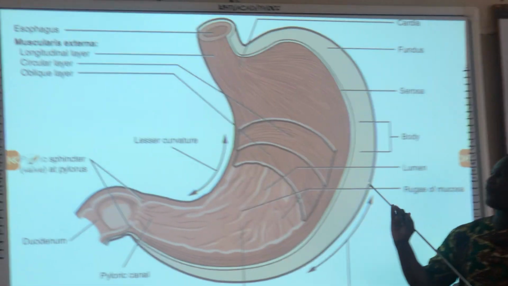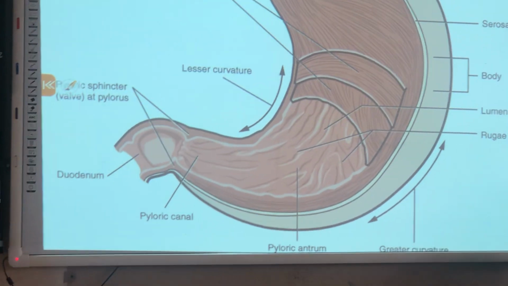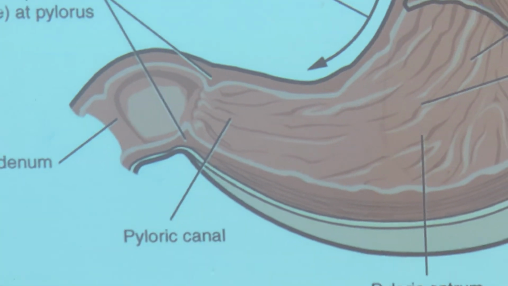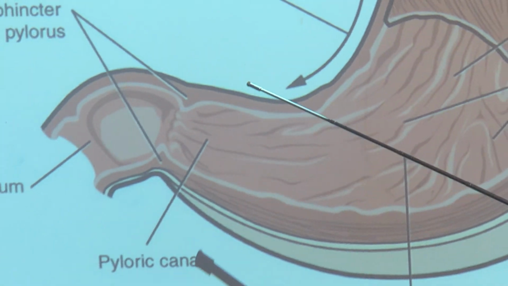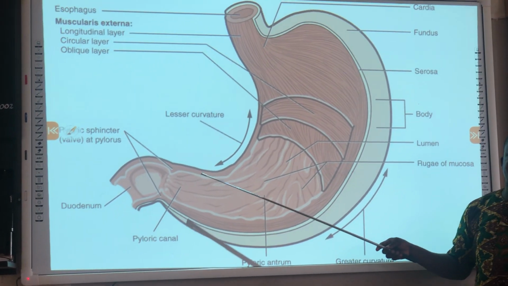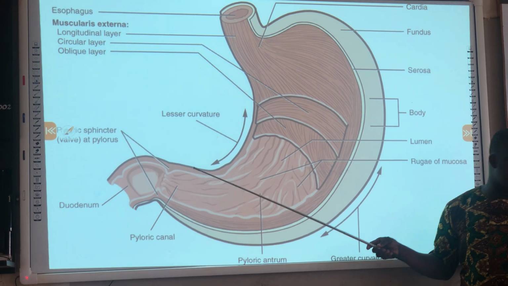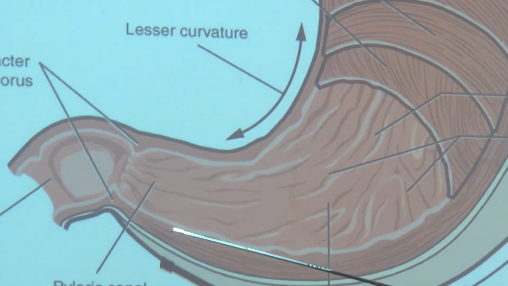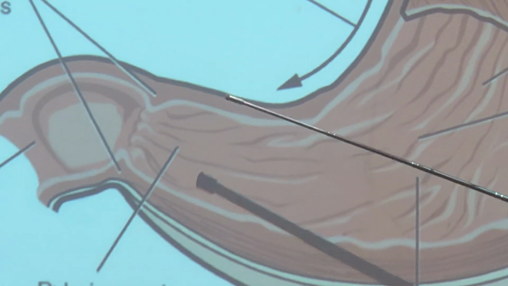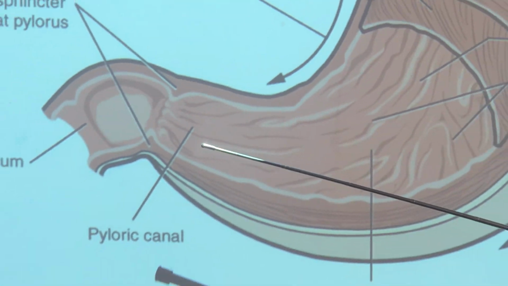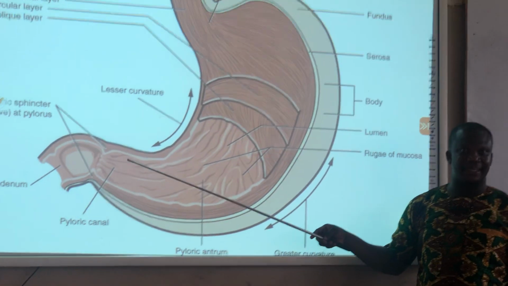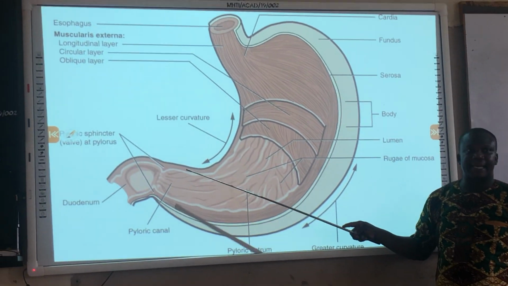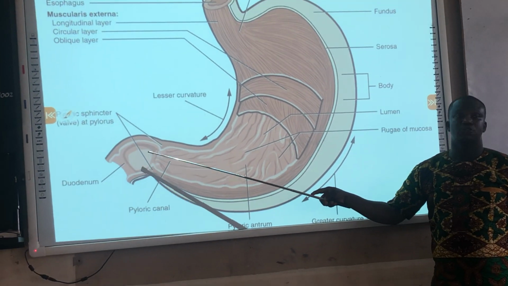Now let's take the pyloric region. As you can see, it is the narrow, funnel-like terminal portion. The region is narrow, like a funnel, at the terminal portion of the stomach. So it is the narrow terminal portion of the stomach that is located near the junction with the what? Duodenum.